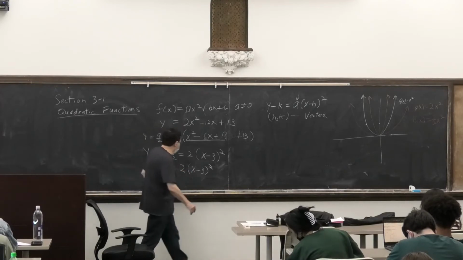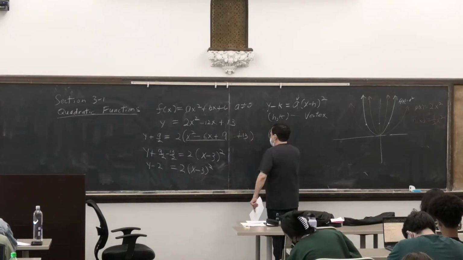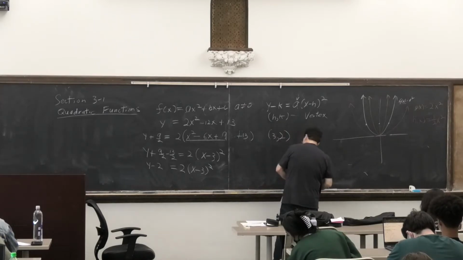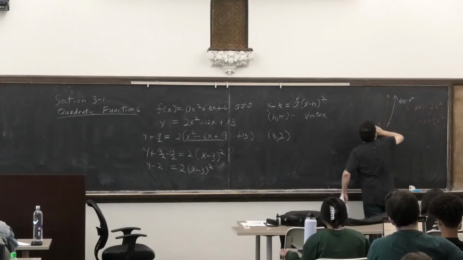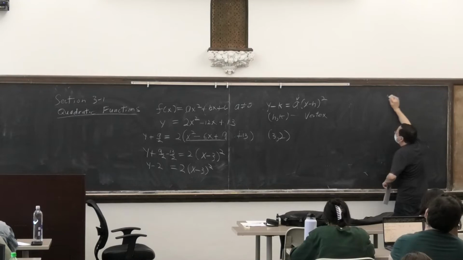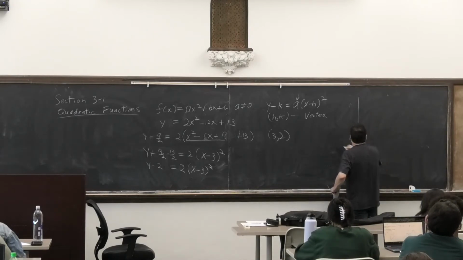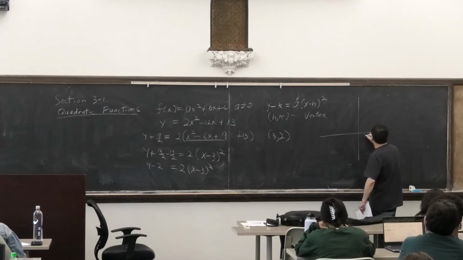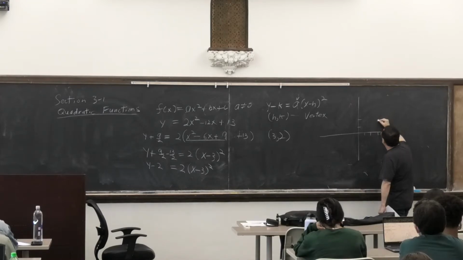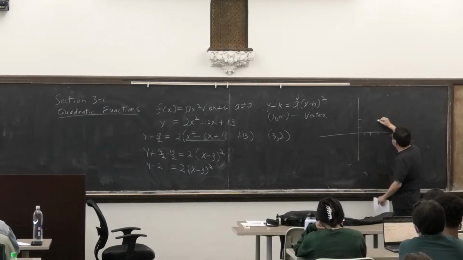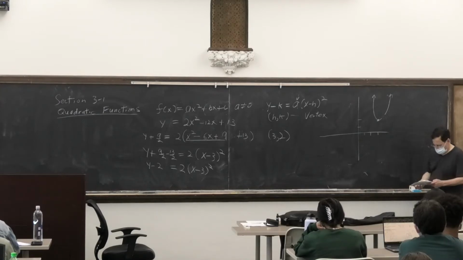We can see that the center, or the vertex, is going to be at (3, 2). So let's see how that works. So 1, 2, 3, 1, 2. And as before, there's a 2 in front, so it's going to be narrower than just the x squared parabola would be.